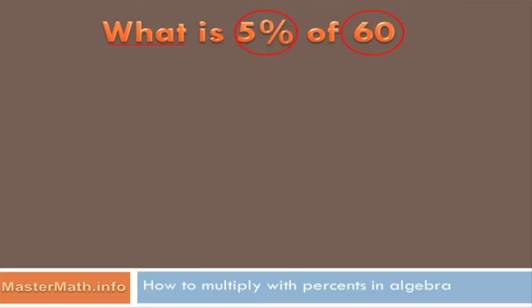Now this is an algebra problem, so I'd also create a variable. That what is going to be x. X is 5% of 60.